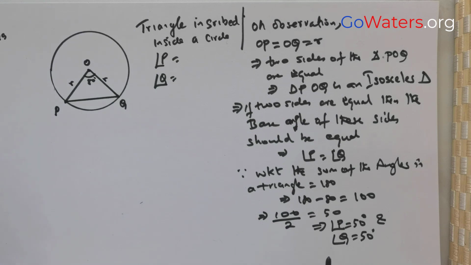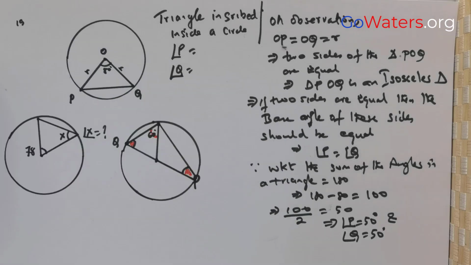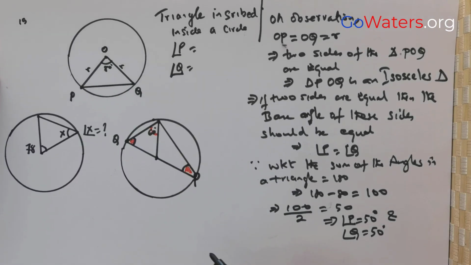And I've given you the exact working, how exactly we can find the angles in an isosceles triangle. And more so, the triangle is inscribed inside the circle. So let's do some questions, students. So we have two questions here, students.